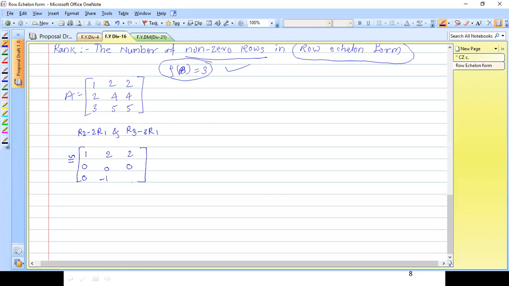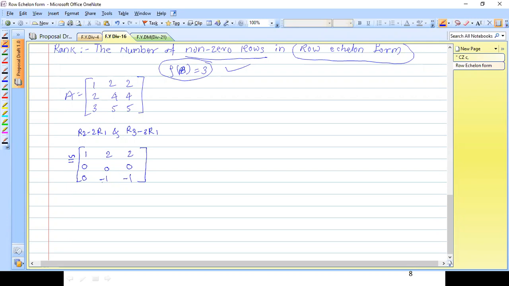Whether this is in my echelon form? No, sir. Why? Swap R2 and R3. The entries below A22 should be 0. This element is not 0 yet. So how to make this 0?